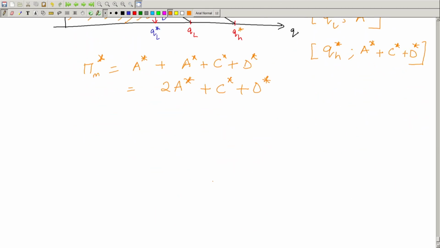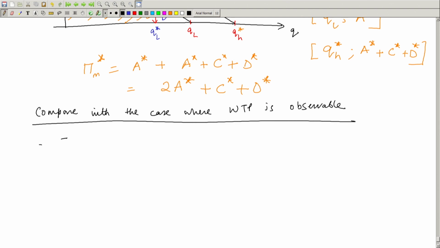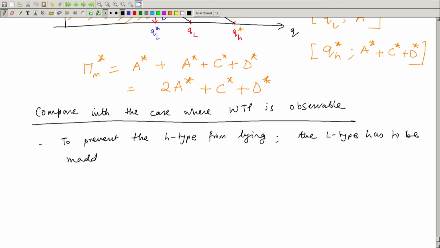So, what is the main takeaway? The main takeaway is that when you compare with the case where the willingness to pay is observable, what you get is that to prevent the H type from lying, right, which is to choose the contract which is meant for the L type, the L type has to be made to suffer by offering him a much lower quality.